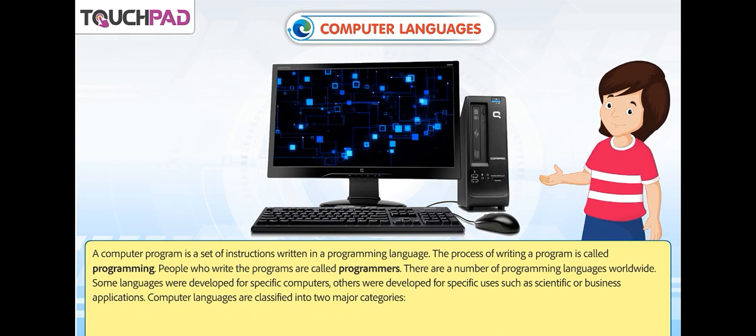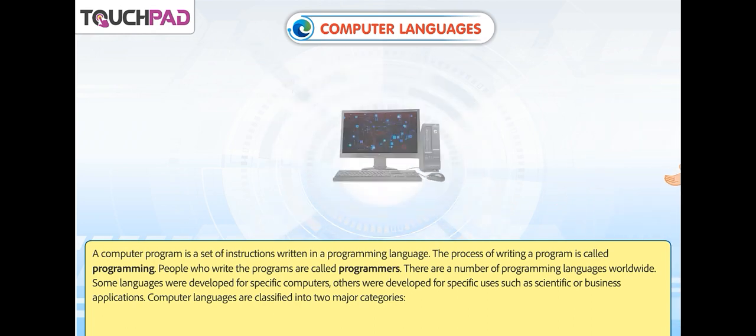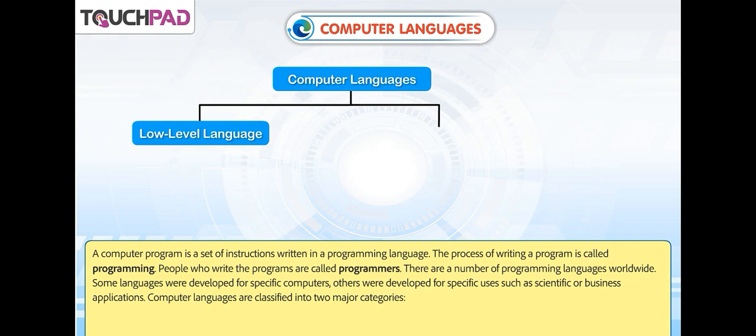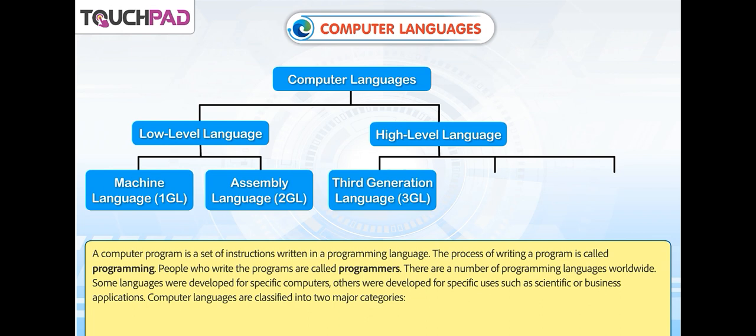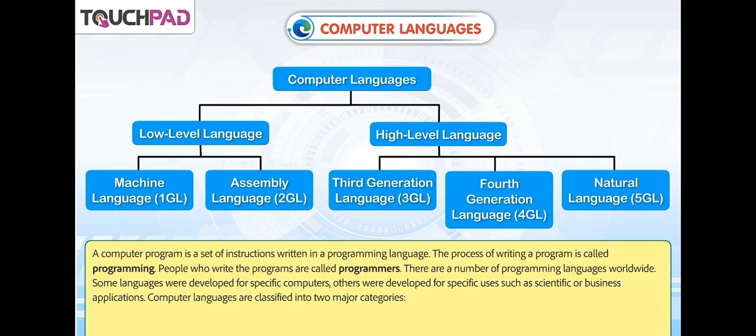Computer languages are classified into two major categories. Low-level language, which is the machine language 1GL or assembly language 2GL. High-level language, which consists of third-generation language 3GL, fourth-generation language 4GL, and natural language 5GL.